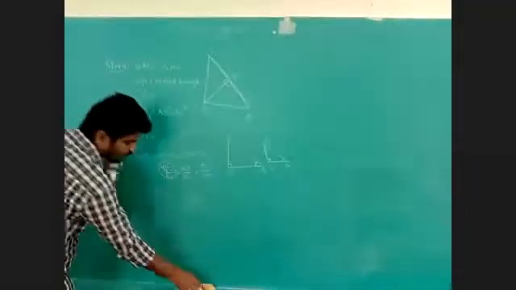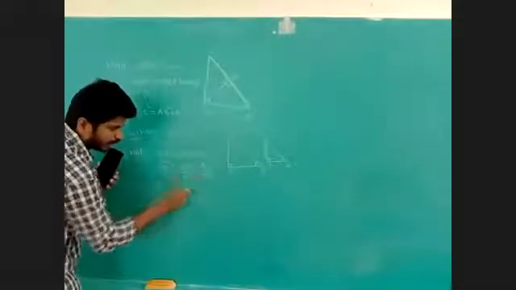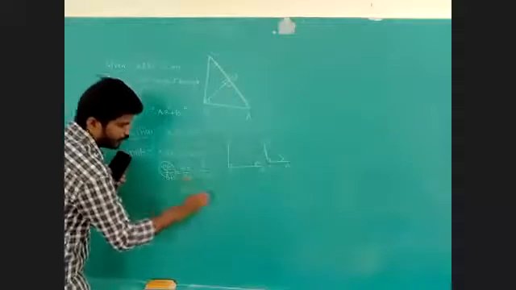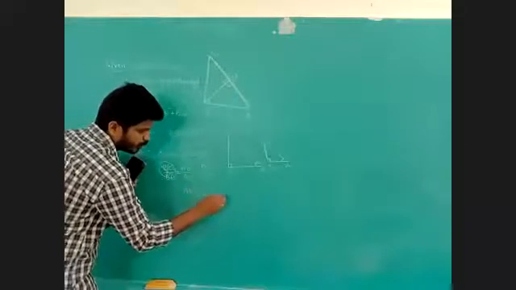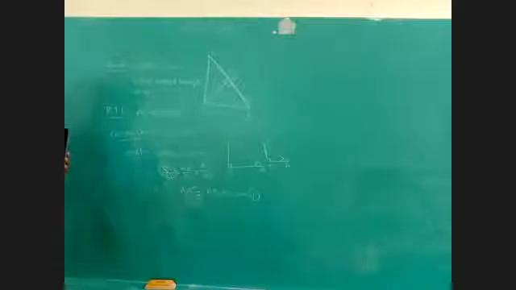From these two corresponding sides, do cross multiplication. AB into AB, AB square equal to AD into AC. Is it clear? This is equation number 1. Half of the part of the proof is completed. Is it clear? Any doubt? Now, next, second case.